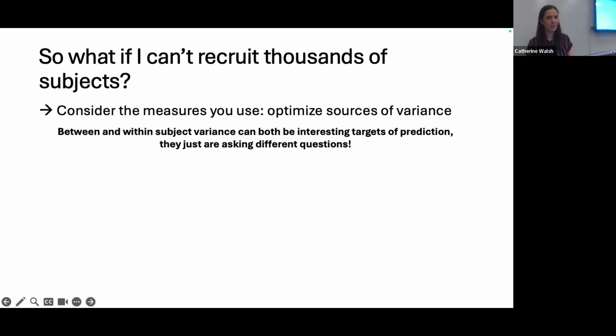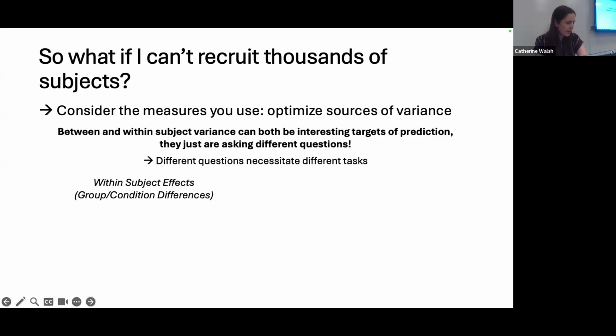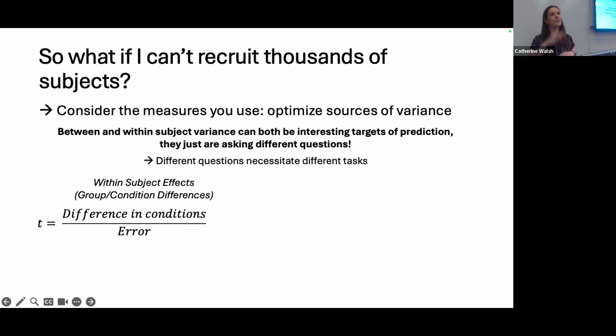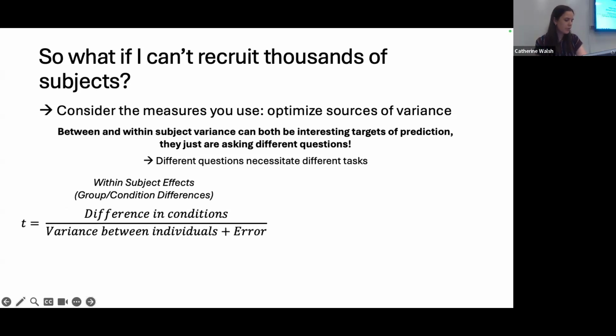So no equations, but just bear with me here. So we can first think about within subject effects. These are things like the group and condition differences that we see in classic fMRI experiments. These often look at t-tests to look for significant differences, and without using any math here really, this is just looking at the difference in condition over the error. Thinking about our pie chart again from before, we could break down that error into the variance in individuals and random error.